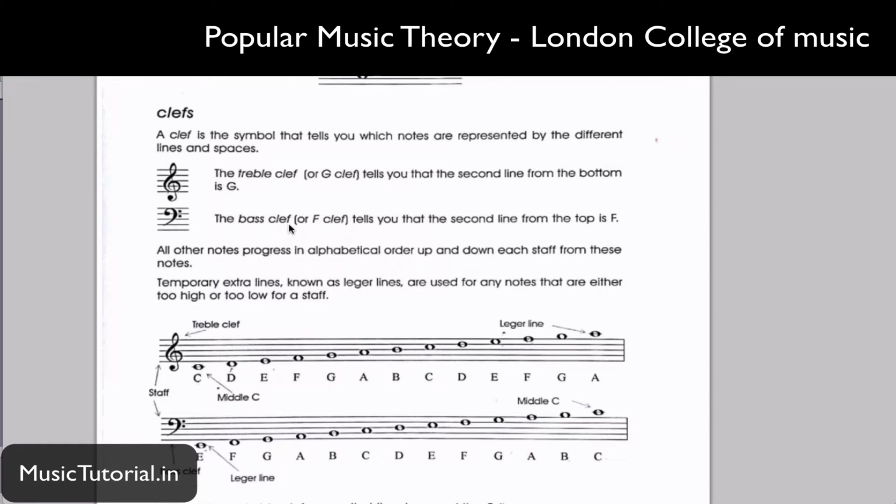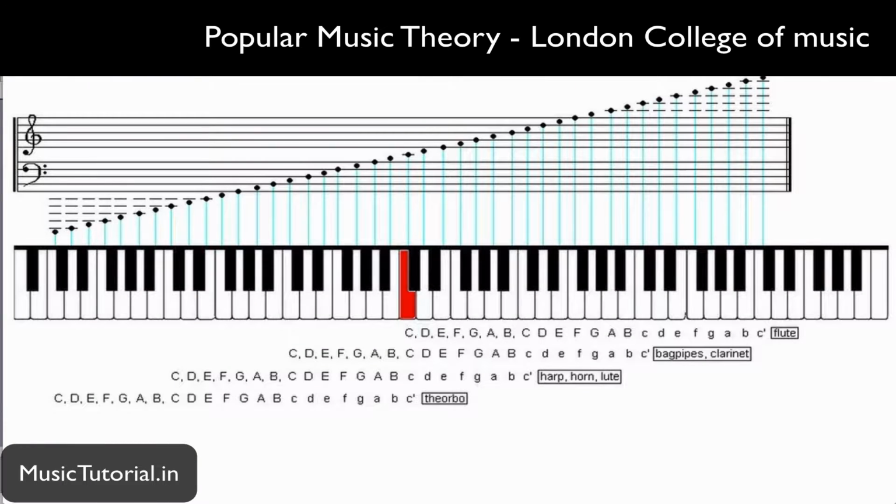Now, when you look at a piano keyboard, you would see there are 88 keys on the piano. Some notes are low and some notes are high. Now, what is a clef sign? A clef sign tells you the range of notes.